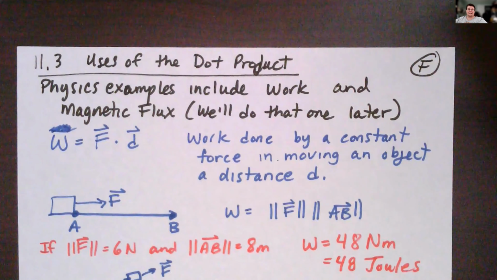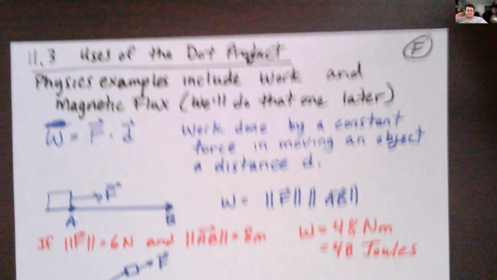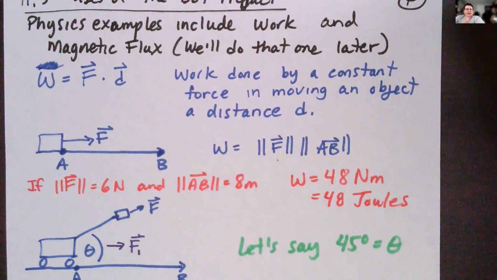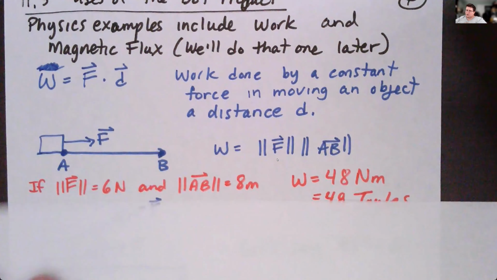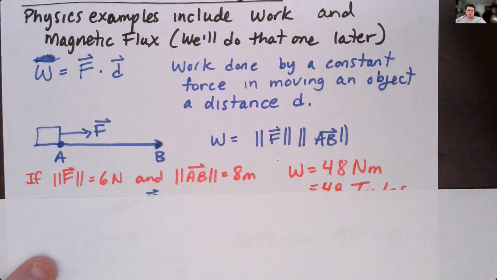Later on, we'll do magnetic flux. But work is force times distance, the work done by a constant force in moving an object a distance d. Okay. So let's say we're dragging a box or pushing the box, doesn't matter how we do it, push or pull. We're pushing a box from A to B.